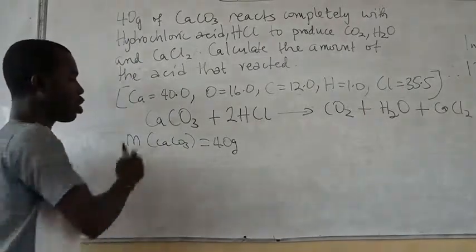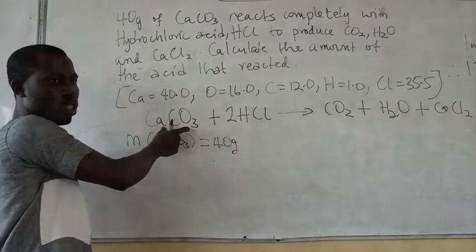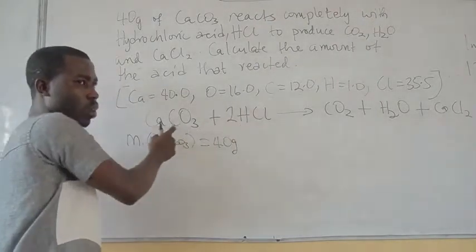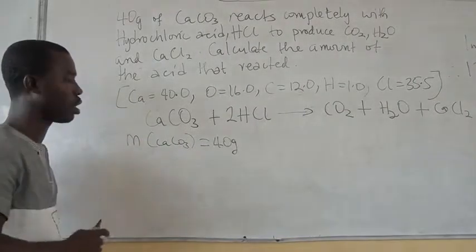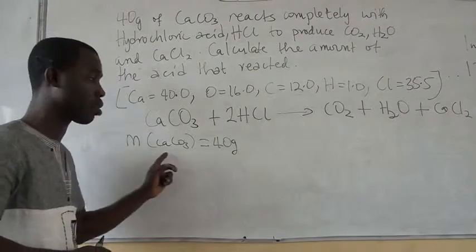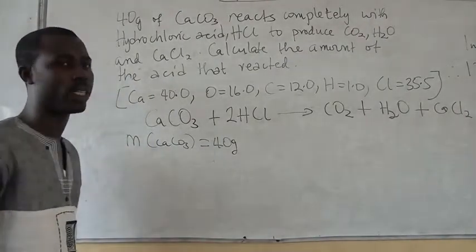We know the mole ratio is 1:2, but we don't know the number of moles of the calcium carbonate that reacted. So we cannot also know the number of moles of the HCl until we calculate the number of moles of the calcium carbonate. So the first thing to do is calculate the number of moles of calcium carbonate in the 40 grams. How do you do that?